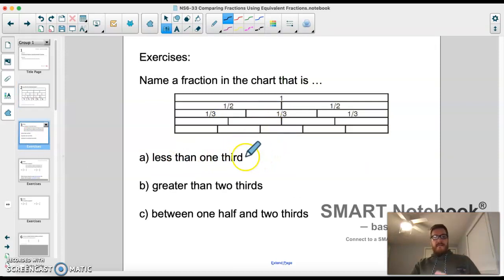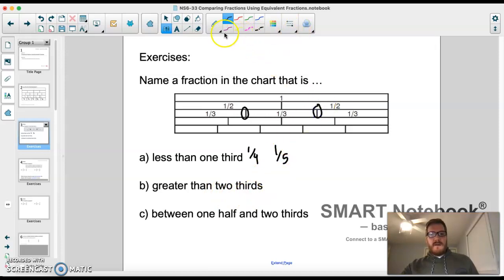So what we're going to get a chance to do is just look at the fraction chart and try to figure out a fraction that is less than 1/3. Here's our 1/3 line, and we're looking here and here. So we see that 1/4 and 1/5 are both less than 1/3.